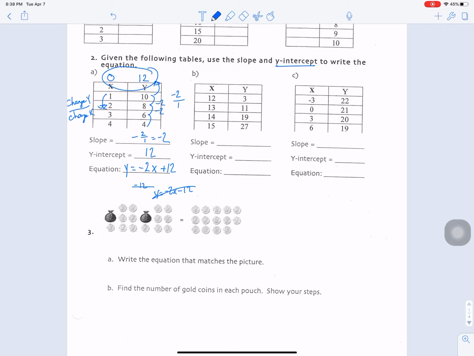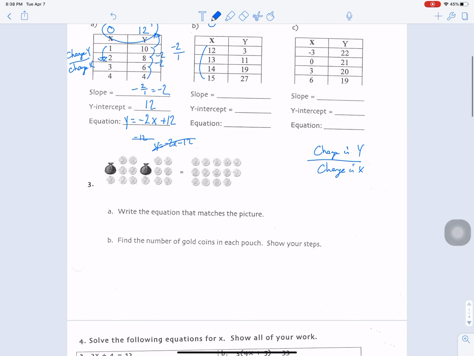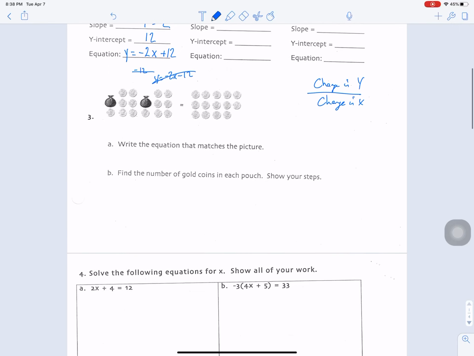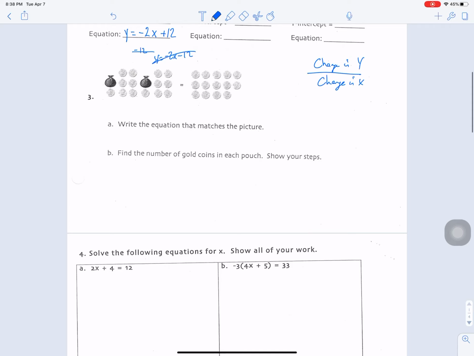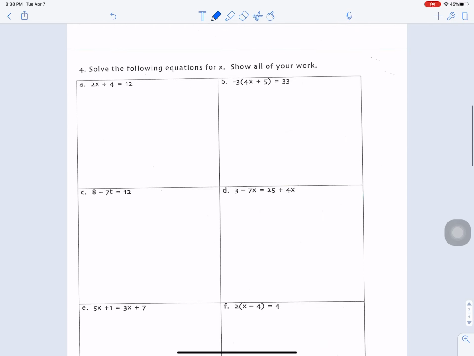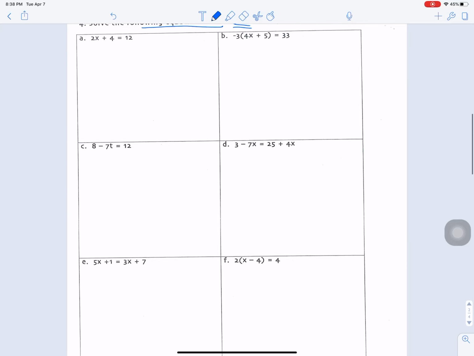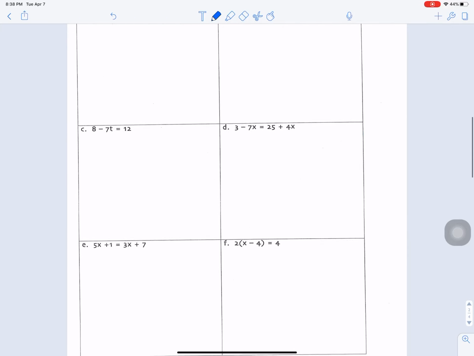All right. So this one, you can see that you've got to go a ways back to get to 0. Here you already have your 0. But remember, find your change in y divided by the change in x, and always go in the same direction. Okay? I think you guys are pretty good at these picture balancing equations, finding out how many pouches equaled how many coins. Here, you're solving each of the equations for x. Show all of your work. We did that for a while in class. Let me know if you've got questions.